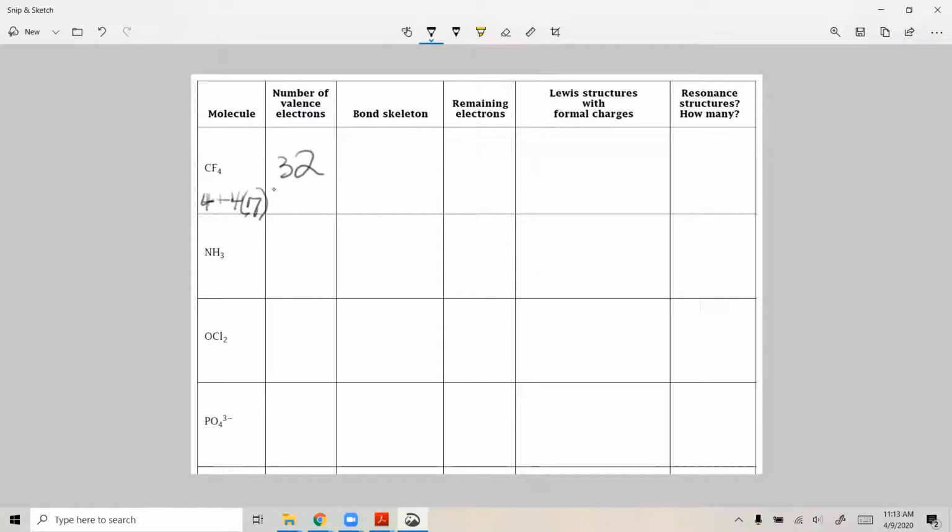Now the bond skeleton is our first part where we choose our central atom, we put down each of the other atoms around it, and we connect them with just a single bond. So we put a carbon here, we put a fluorine, fluorine, fluorine, we have 4 of them, and then we connect them with our single covalent bond. And so that's what we need for our bond skeleton.